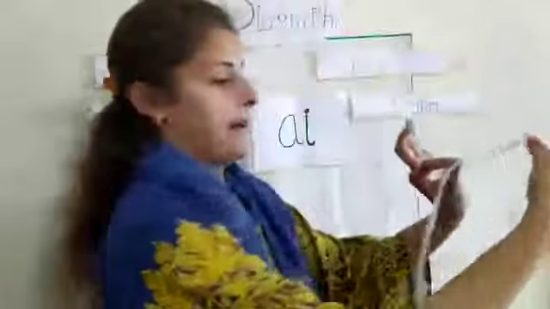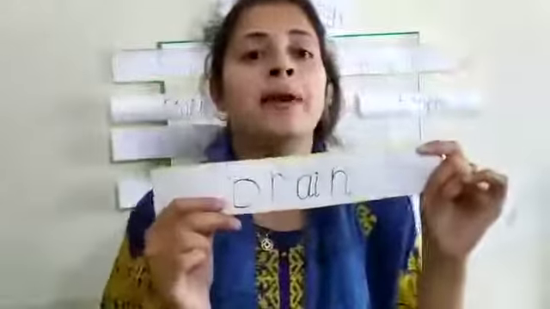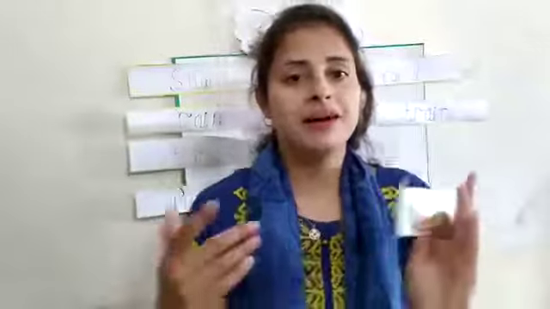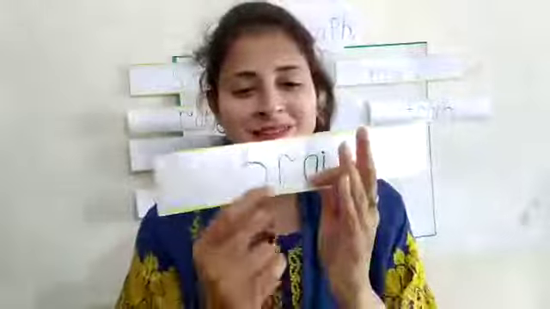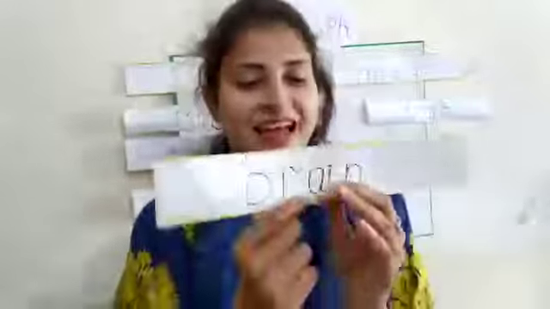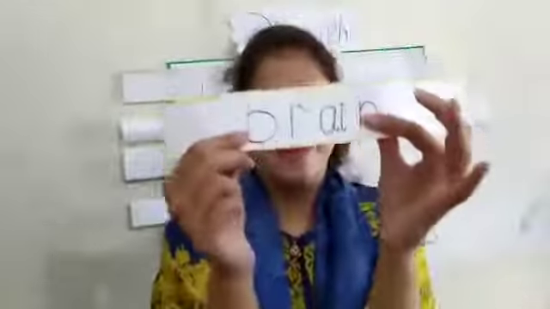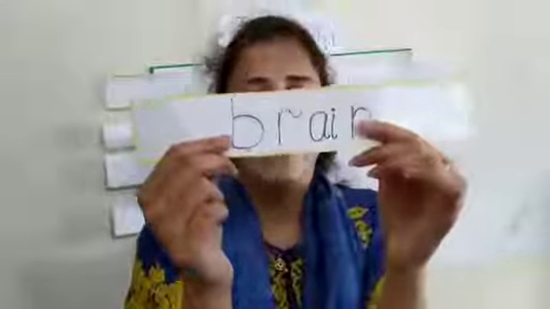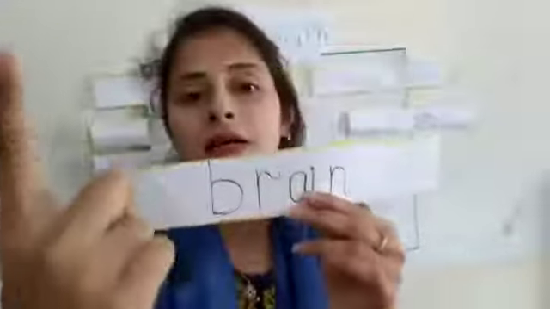Okay, the next word is brain. B, b, b, b. It's a bouncing. B, A, brain. B, a, brain. How many sounds? 4 sounds. B, a, brain. Can you see this word? Brain.